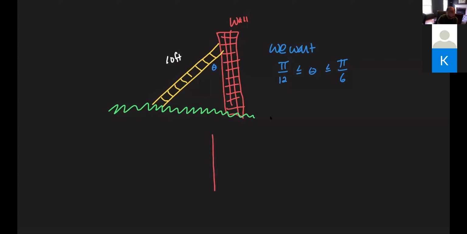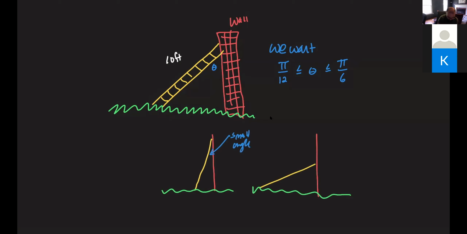So you can think about it this way. If my ladder is up like this, versus if my ladder is down lower like this, so if we have these pictures, this would be when we have a small angle. This would be when we have a large angle there. So if I have a smaller angle, that ladder is going to be higher up on the wall. So in this case, we want it to be sturdy, so we have to have this range.